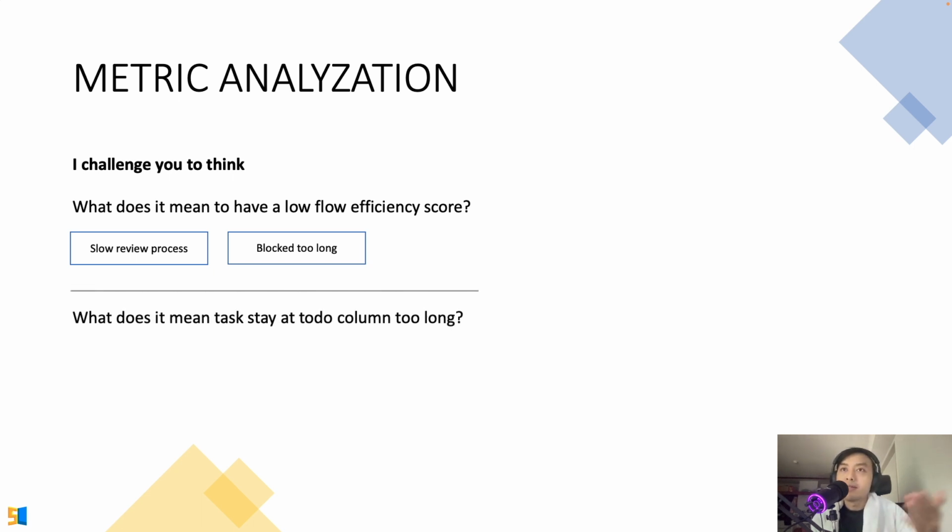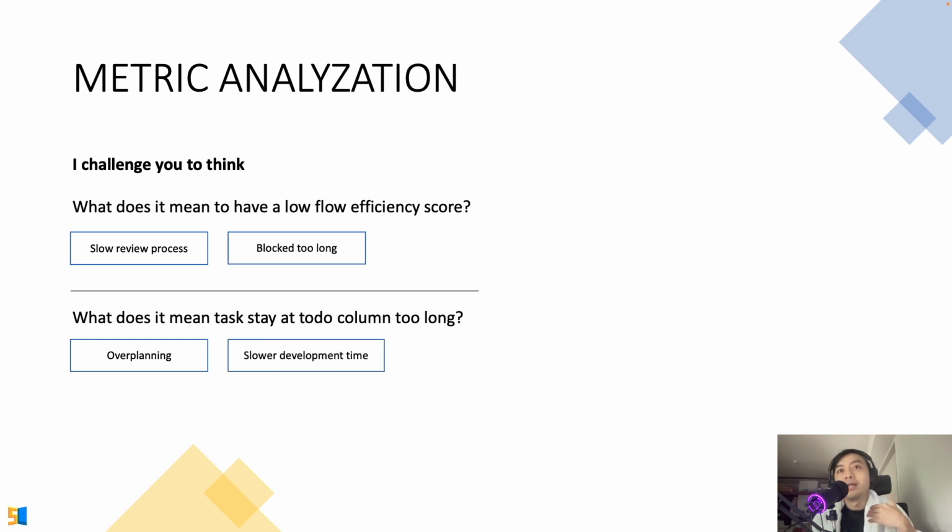And then what does it mean if tasks stay in the To Do column too long? Maybe we are over planning, right? Or maybe we're actually not over planning because that's the actual task that we put, but maybe the development time is slower than usual. So again, you have to investigate in a retrospective with your team why it's slow, or why it's over planning, things like that.